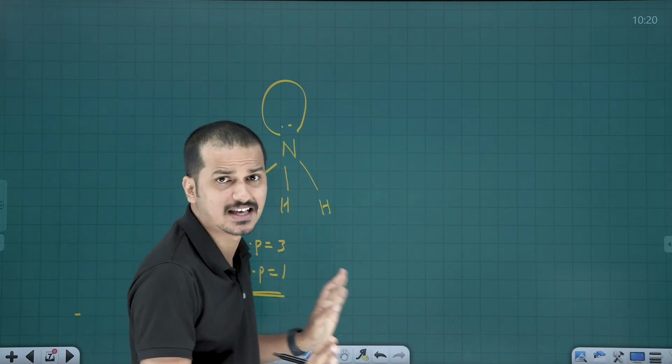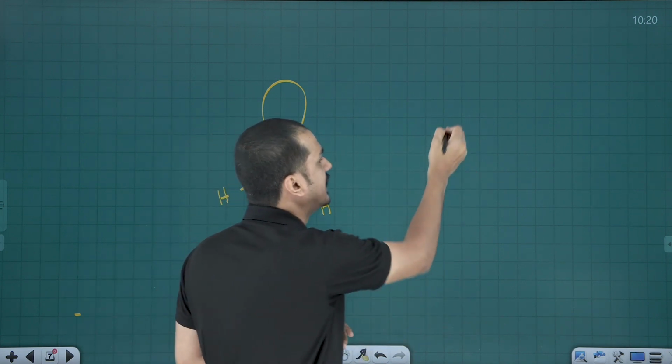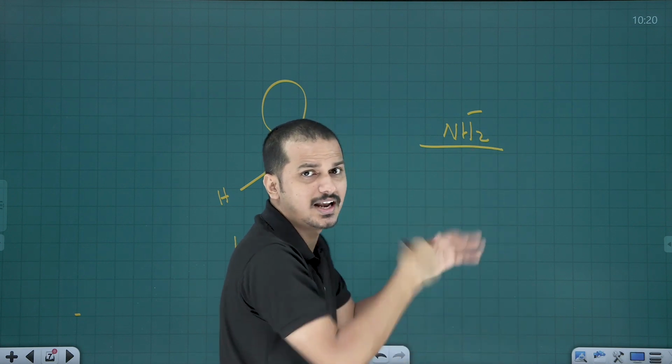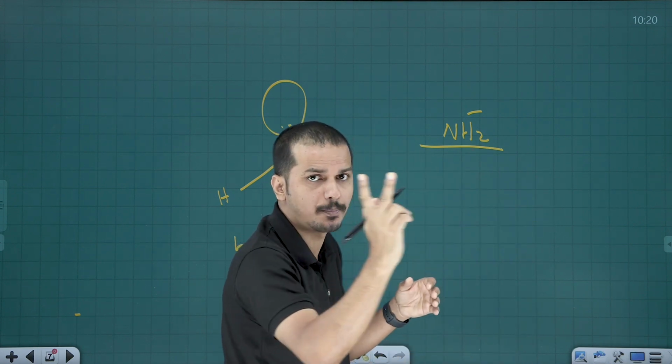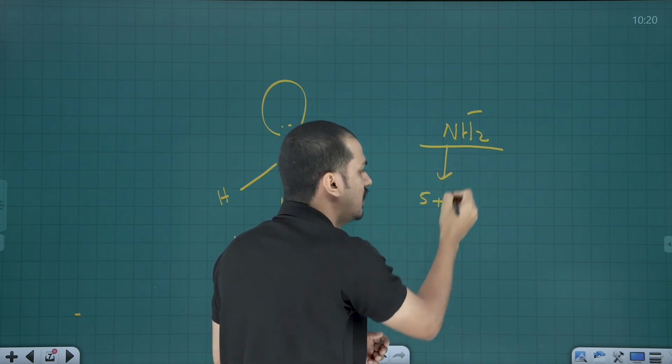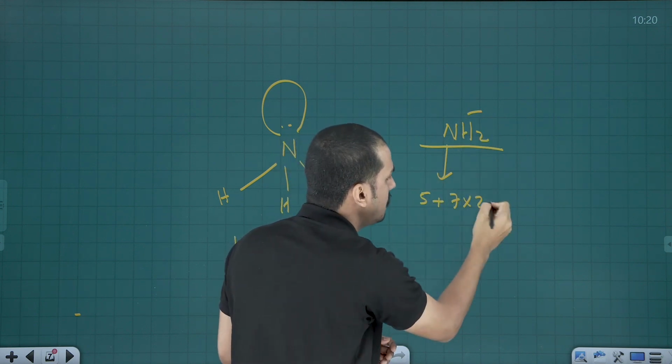Whenever we are looking at NH2 minus, while we are calculating, you see here one H is also leaving, so that means 2 lone pairs will be there. You can use my formula and find it out. Nitrogen valence electron is 5, hydrogen 7 into 2, and plus 1.